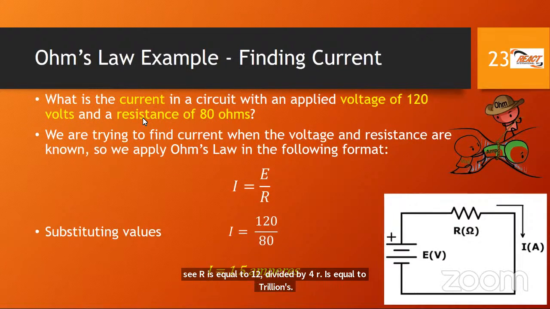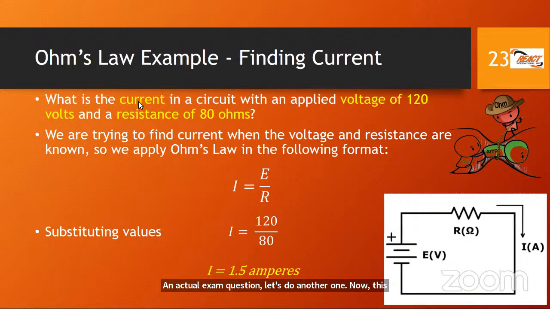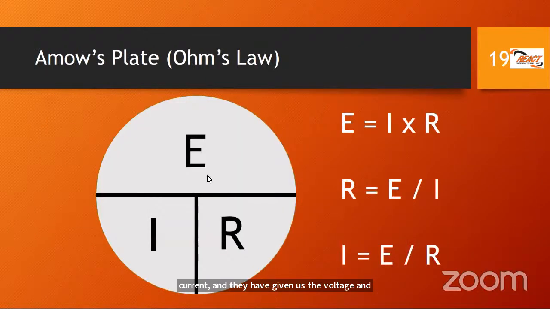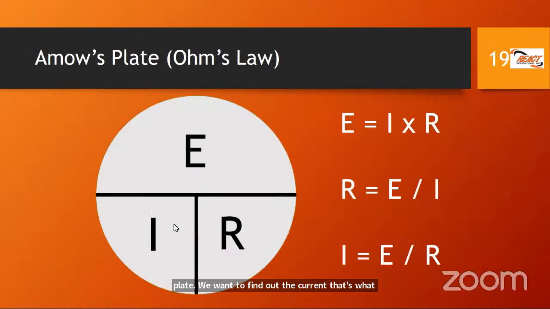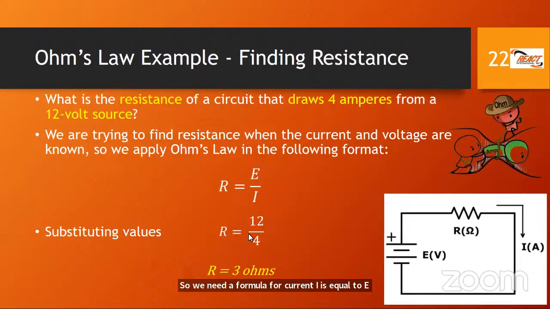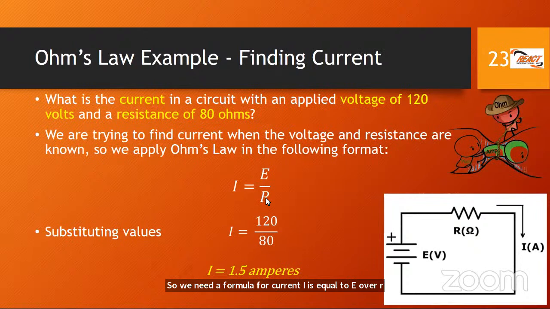Now this is a bit different. They're asking us here, what is the current in a circuit with an applied voltage of 120 volts and a resistance of 80 ohms? So they're asking us for the current, and they have given us the voltage and the resistance. Guess what? We use our trusty plate. We want to find out the current. That's what they're asking. So we need a formula for current. I is equal to E over R, or I is equal to E divided by R. So we use that formula. I is equal to E over R. That's what we just figured out.